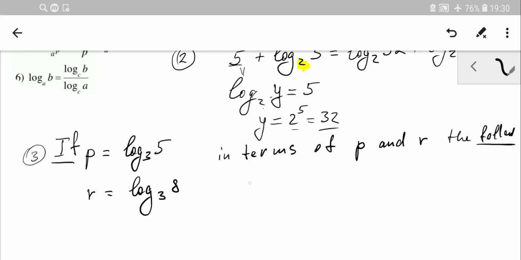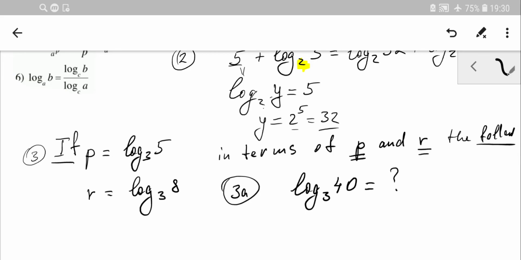So what are you going to express? Let's say first we consider log base 3 of 40. So what does it equal in terms of p and r? Simply, you need to write this log in terms of p and r. On the right hand side there should be an expression containing p and r.